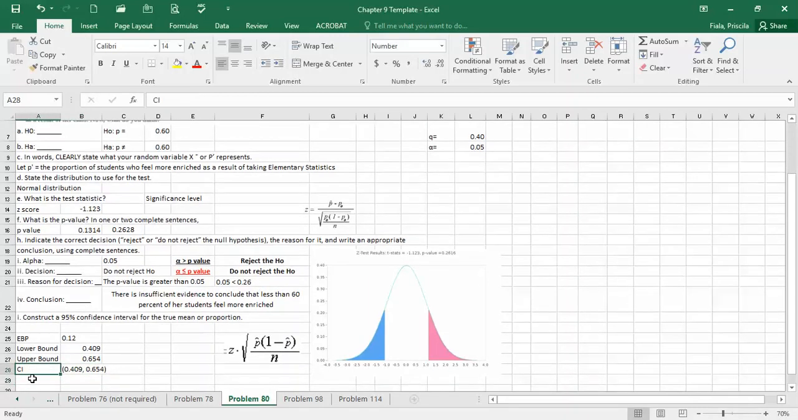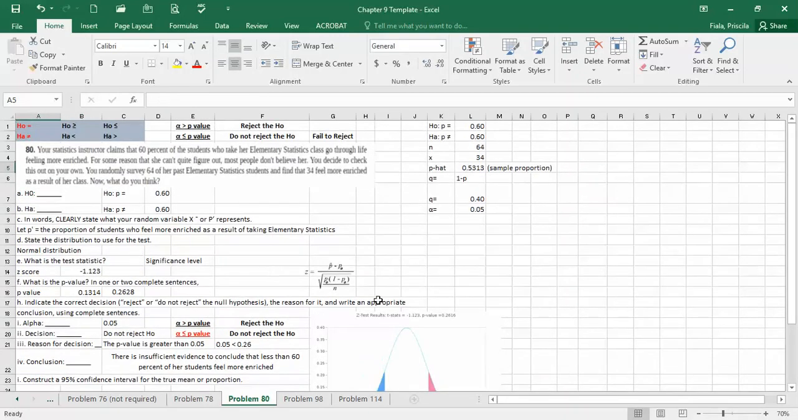And then you would be done with problem 80. I hope this helps. Again, if I have time, I'm going to go over problem 98 and 114. However, I really want to start addressing chapter 10.